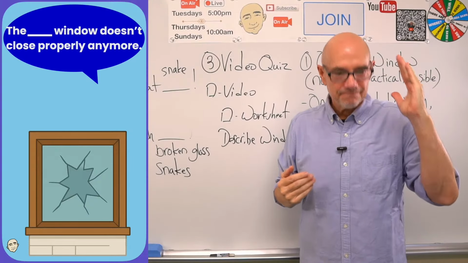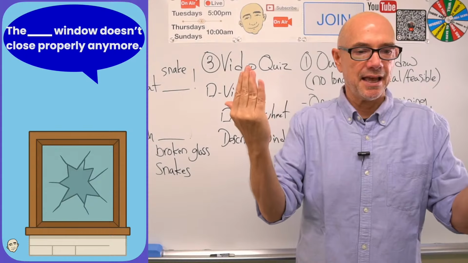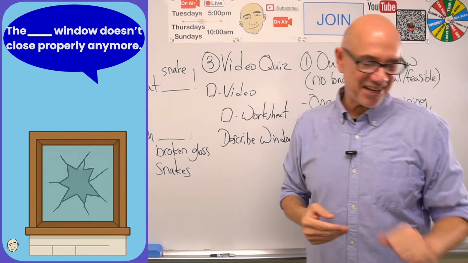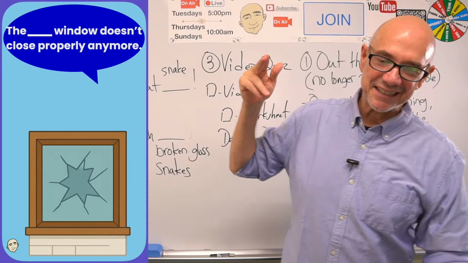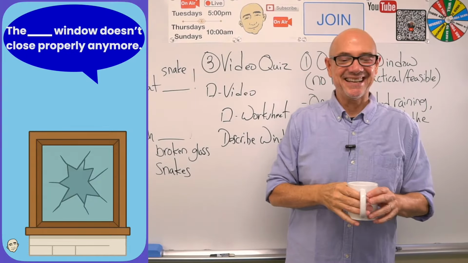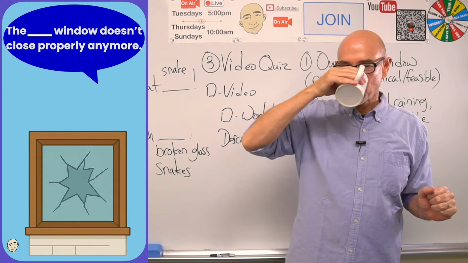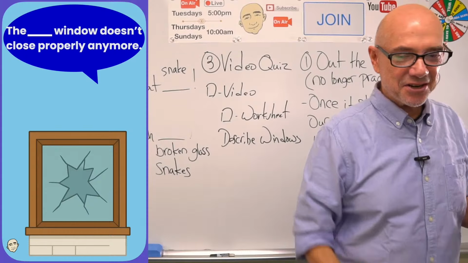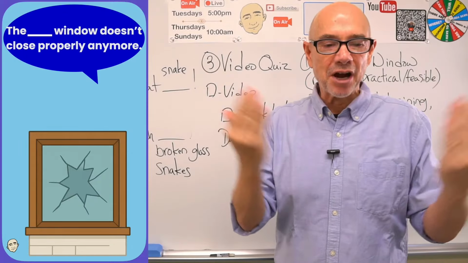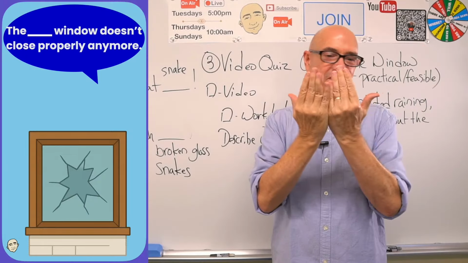The window doesn't close properly anymore. Okay, I see, guys. So maybe we don't need the 3 choices right now. This is a little easier to guess. Maybe you go, oh okay, I know, I can see that window, and then it doesn't close properly anymore. So it's not a clean close.